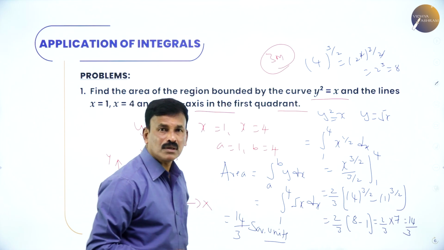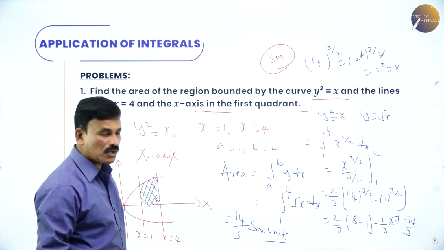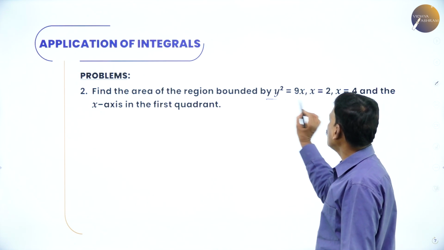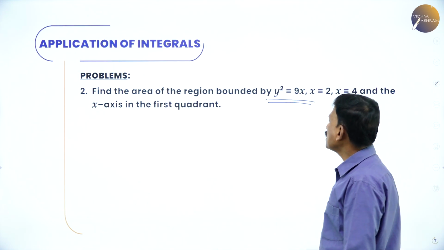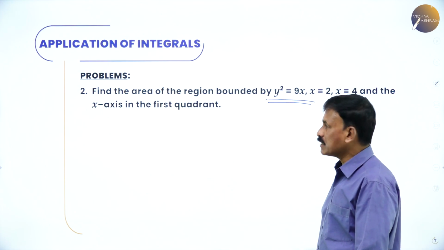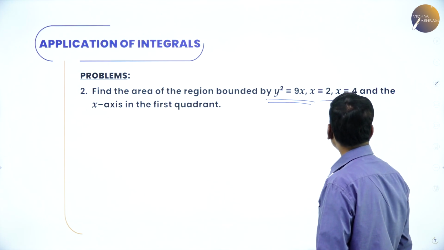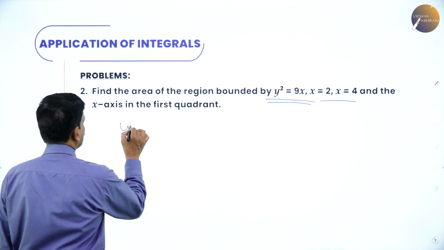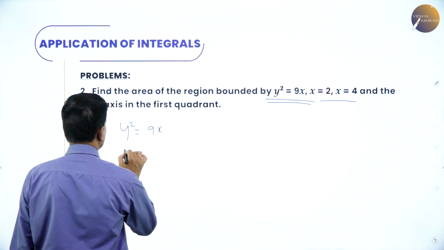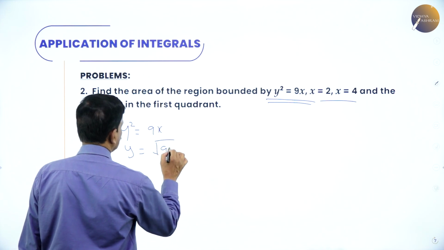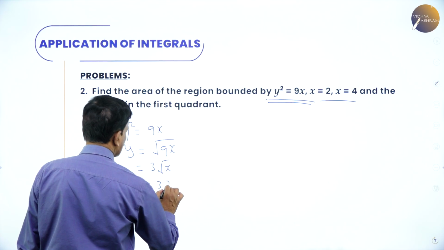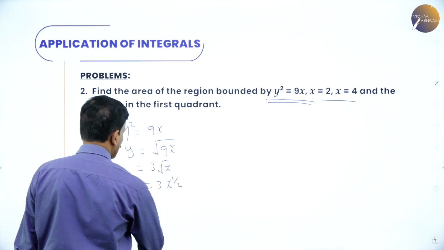Okay. So a very simple problem. Now move on to a similar type problem. Here, what is the problem given? Find the area of the region bounded by the curve y square is equal to 9x. Again, it is a parabola. And x is equal to 2 and x is equal to 4 on the x-axis in the first quadrant. Same type problem. y square is equal to 9x. y is equal to root of 9x, which is 3 root x. 3 root x can be written as 3 times x to the power of 1 by 2.